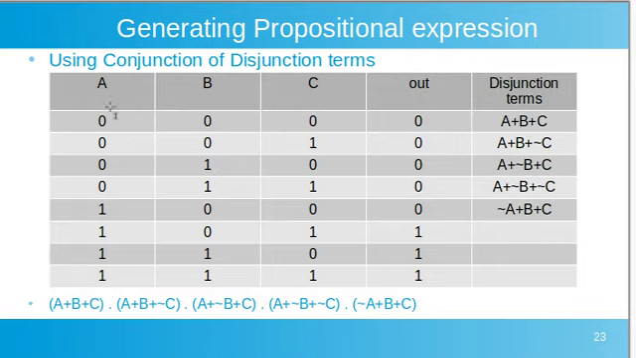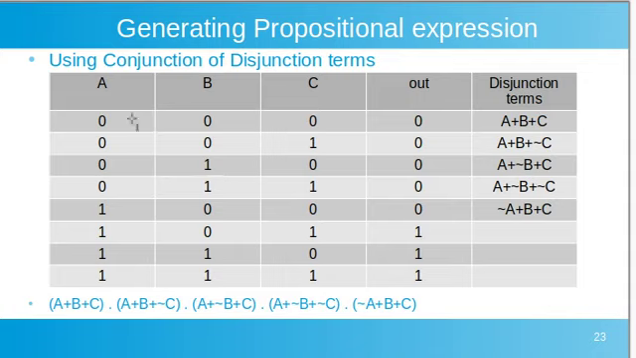Now how to find the propositional logic expression using conjunction of disjunction terms. Disjunction terms, also called max terms, are the summation of the input values. So that is the OR operator here. So we will consider here only where the output is 0. So we will consider only these 5 output values. We will not consider these other values. And here if we have a 0 value, then the input will be as it is, and if the input is 1, then we will take the negation of the input value.